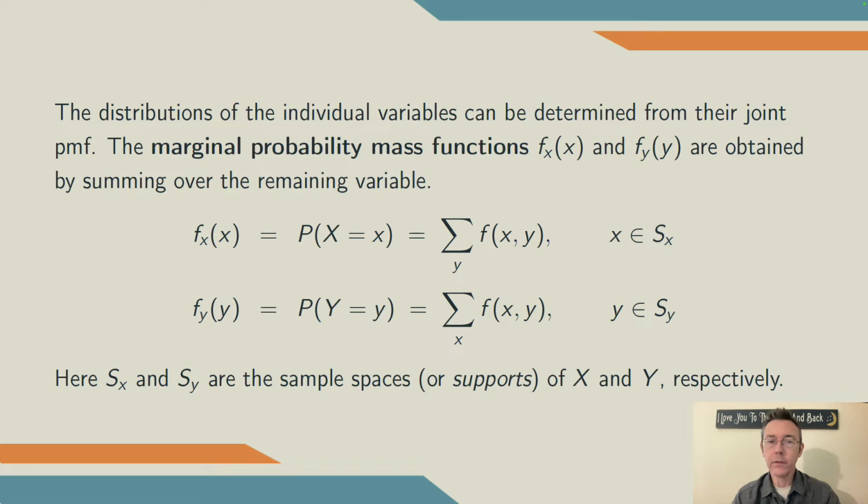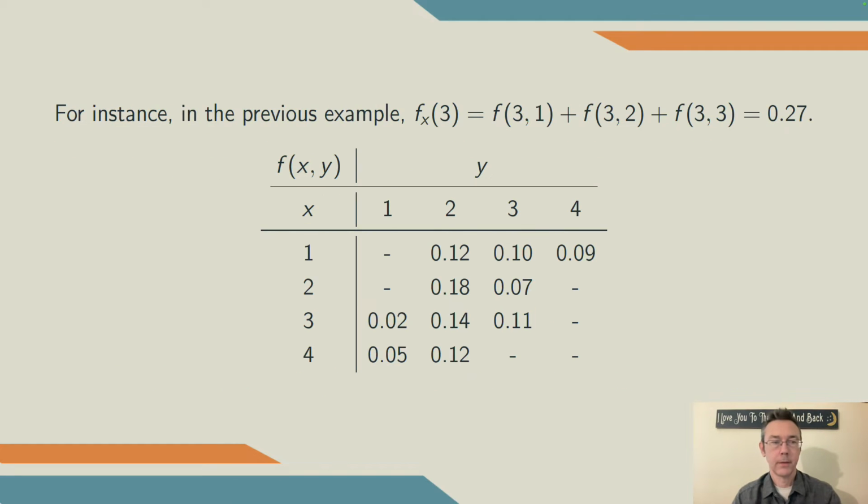The distributions of the individual variables can each be determined from the joint PMF. These are called the marginal probability mass functions, and they're abbreviated f sub X of x and f sub Y of y. Each of these represents a mass function for an individual variable, and we get them just by summing over the opposite variable. For instance, f sub X of x is the sum, over all the y values in the support of Y, of that joint PMF.